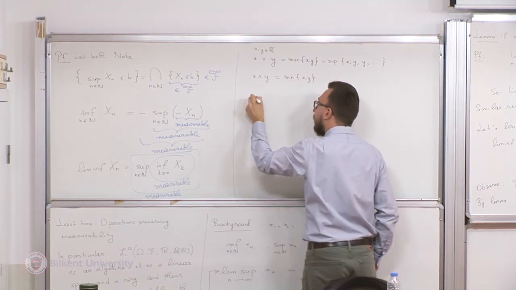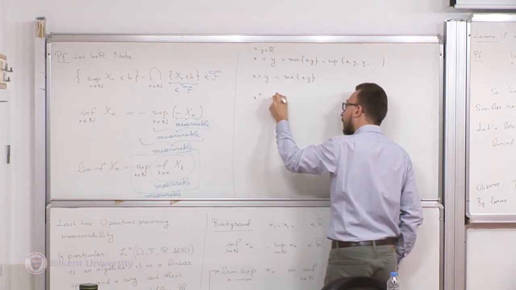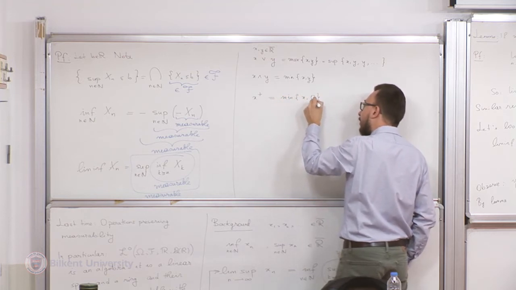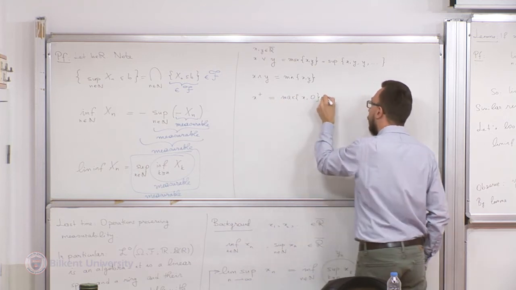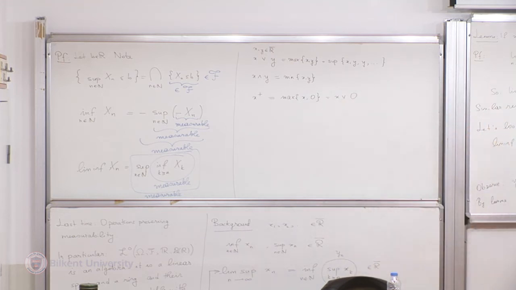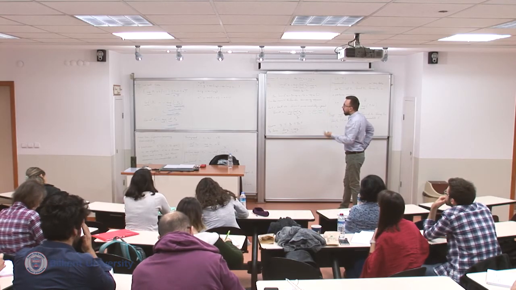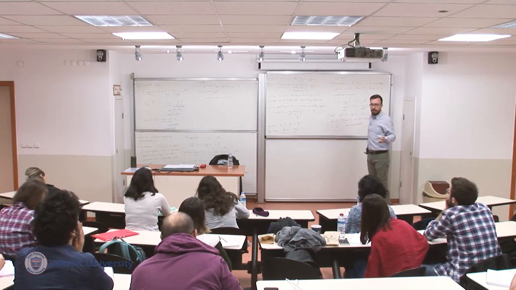And in particular, you can define the positive part of a number, which is the maximum of x and 0. So if x is 5, 5 versus 0, 5 is bigger, so this is the positive part. If x is minus 5, well, x itself is negative, therefore 0 is bigger, and you get 0. So the positive part of a negative number is 0.